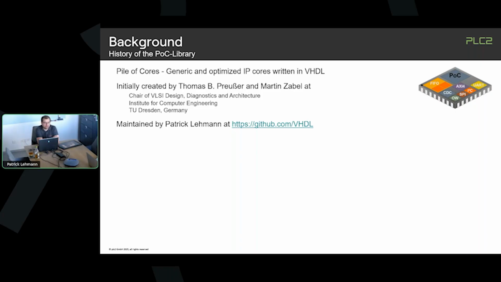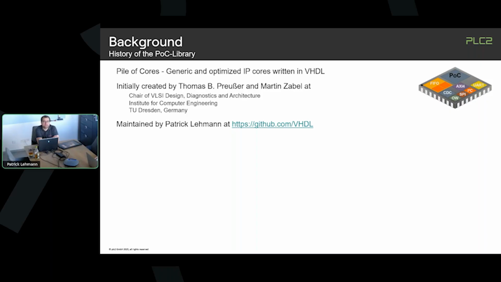And the idea is to have a generic and optimized IP core collection written in VHDL. It was initially created by Thomas B. Preußer and Martin Zabel at the Technische Universität Dresden, which was lately rebranded to Technical University Dresden.